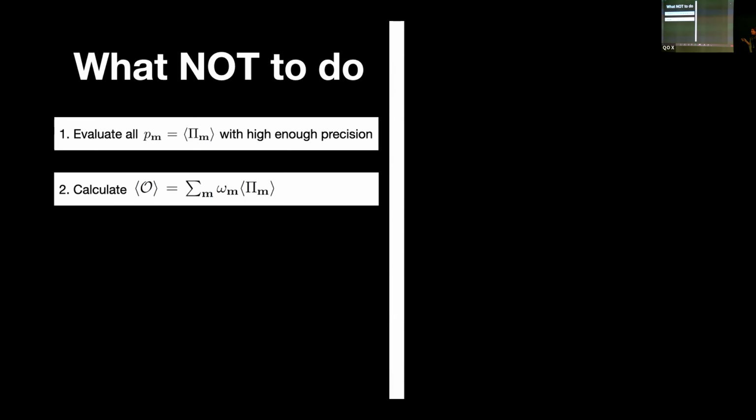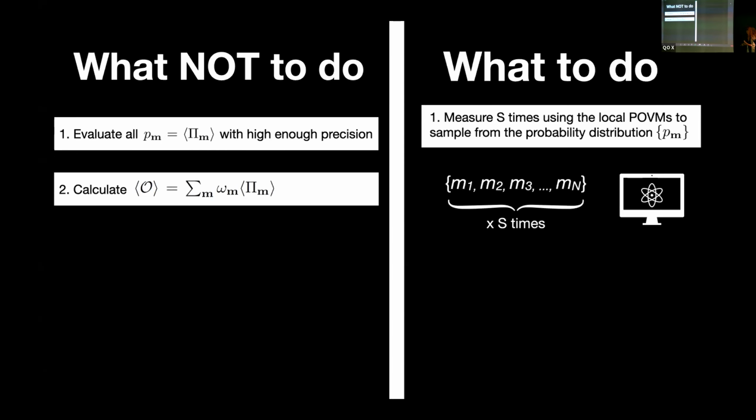So to make it clear, this is not how you do it: you don't calculate all the P_M as mean values of the π_M with high enough precision and then average. That would not be efficient, 4 to the n terms. You don't want to do this. Instead, you measure S times each local POVM, all of them, and this allows you to sample. So the measurement results are a sample, and this is on a quantum computer.